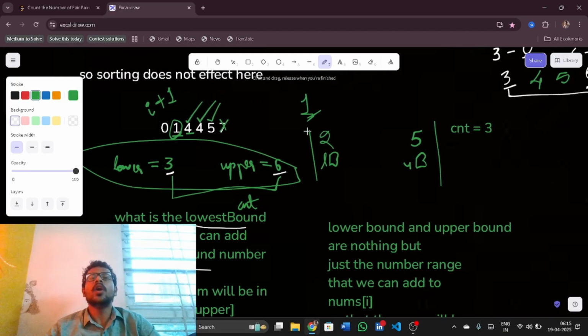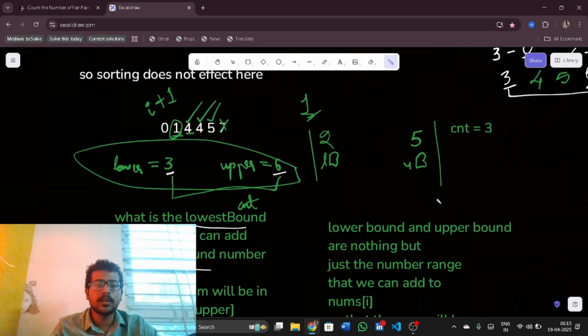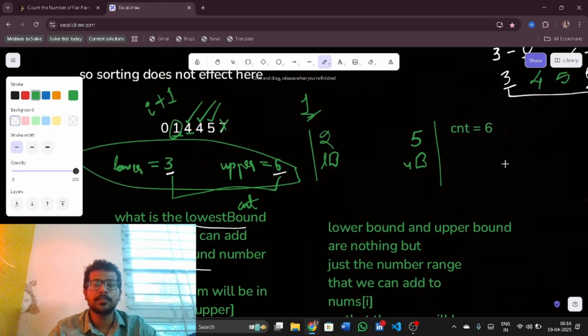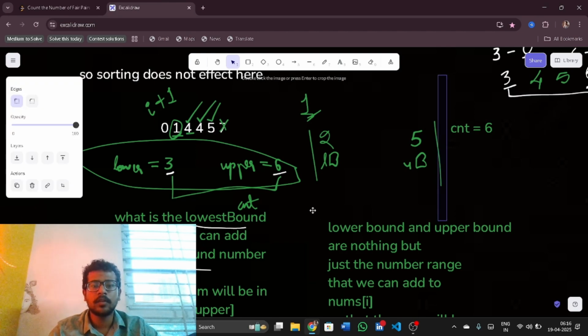Now, what are the number of pairs that I get? With 1, I got 1 and 4. The sum is 5. Let us see. 3 and 6. Between this, I'll get 5. Okay. 1 and 4, 5. So, this comes in this range. 1 and 5, 6, which is in the range. Okay. That means I have 3 more fair pairs. Okay. Now, let me remove this here from here.